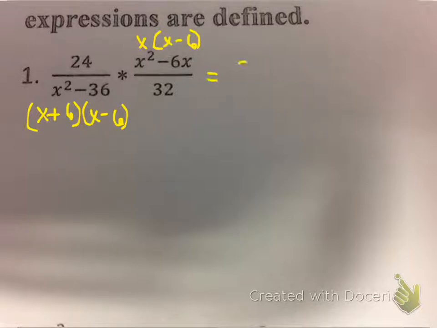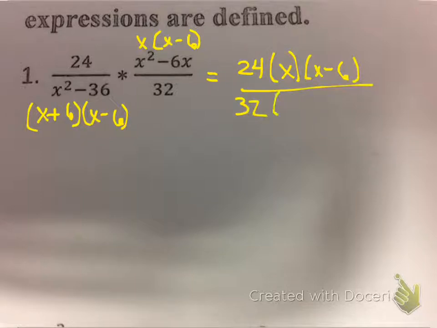So if you put all that together, that would give you 24x and then x minus 6. And then on the bottom, I would have 32, x plus 6, x minus 6. Notice I like to put the numbers in front. In this case, this is just simplifying, so what can I cross out? I can cross out the x minus 6's, and that's really it.